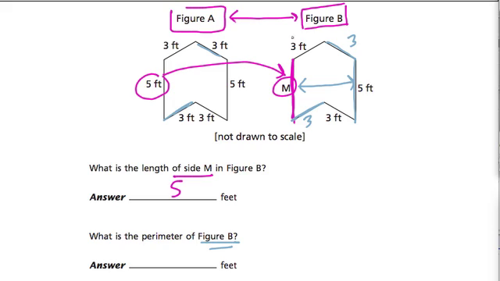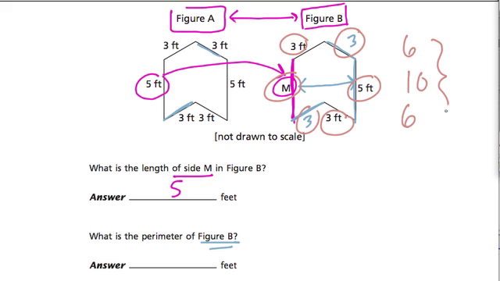That's what perimeter really is. So we add 3 and 3, which is 6. We add 5 and 5, which is 10. And another 3 and 3, which is another 6. Add up these and we get 22 feet. And that's our perimeter here, 22 feet.